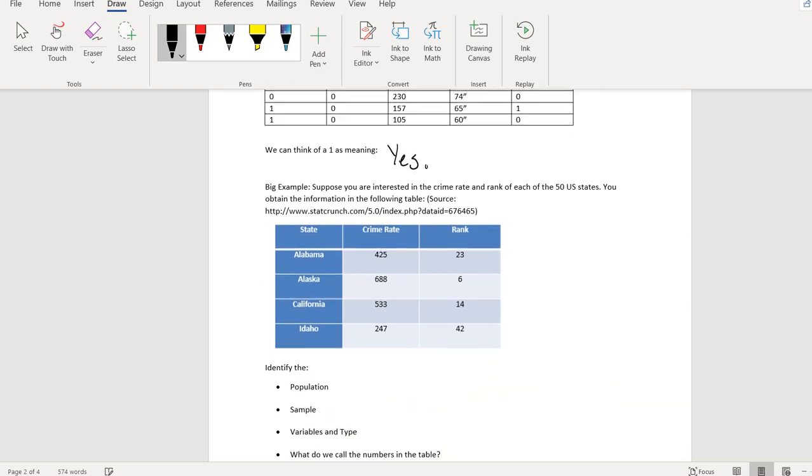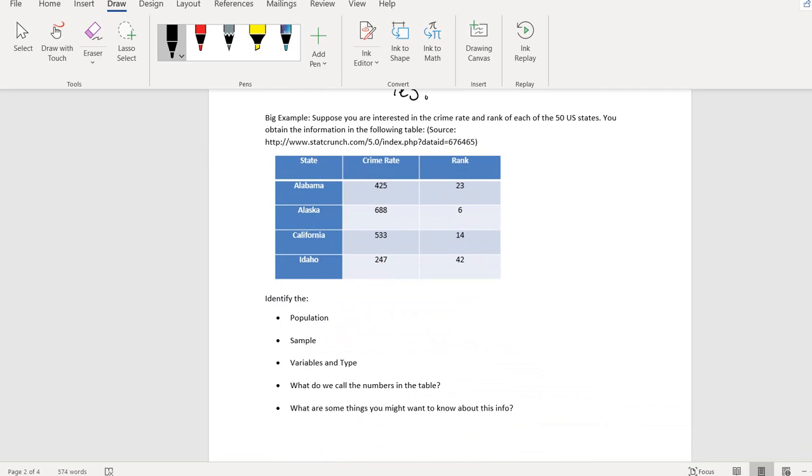All right. So let's stop and do a big example real quick just to make sure that we understand the following vocabulary. Let's say that we're interested in the crime rate and rank of each of the 50 United States. So what we do is obtain the following information. In Alabama, the crime rate was 425 and it ranked 23. Alaska, 688 at 6. California, 533 at 14. Idaho, 247 and it ranked 42nd.